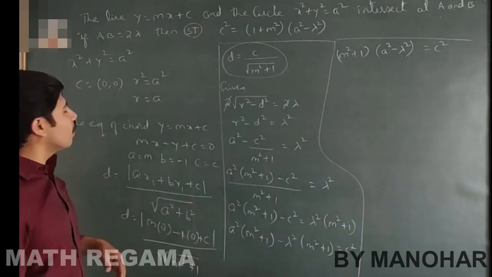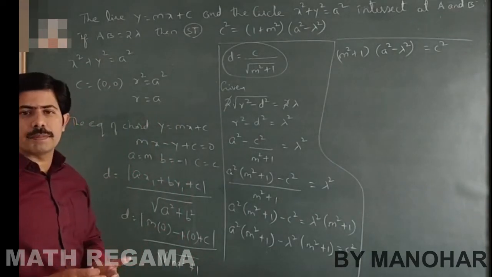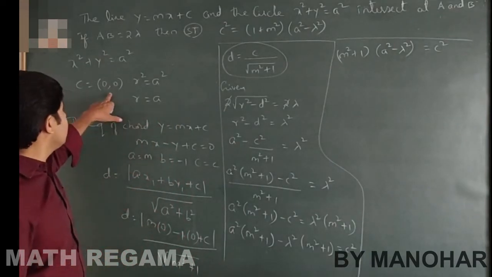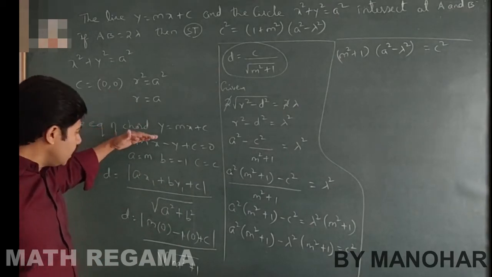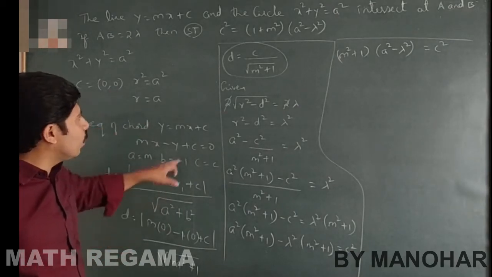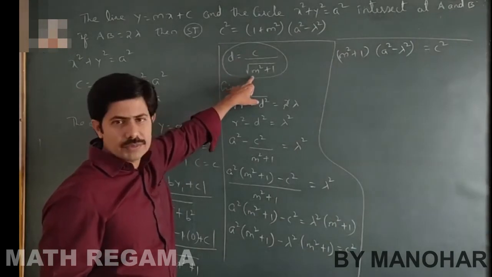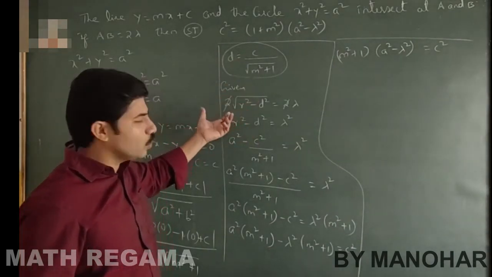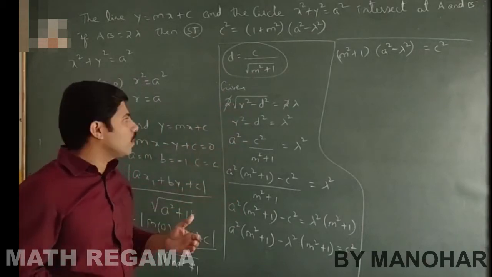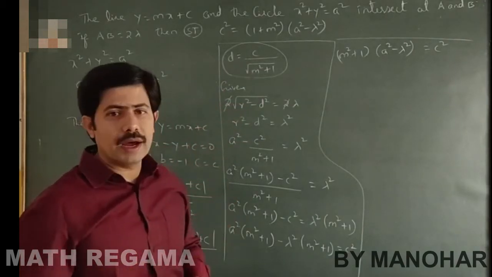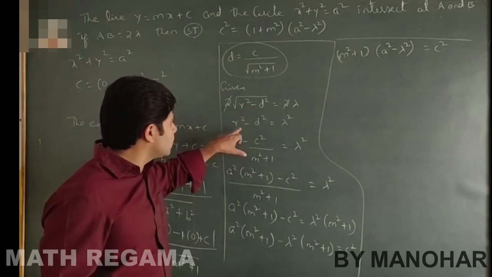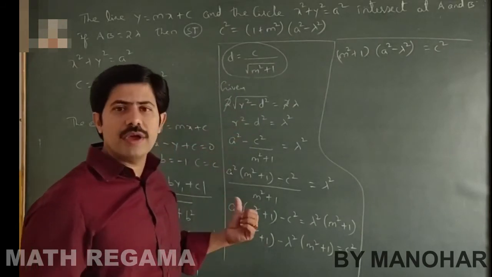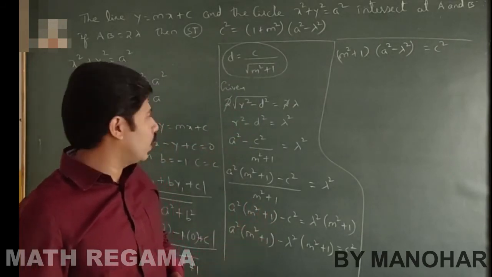So for finding the length of the chord we need center, radius and perpendicular distance. So center is (0, 0), radius is a, and the perpendicular distance d we got as c by under root of m square plus 1. Then after that, the length of the chord, 2 into under root of r square minus d square, will equate to 2 lambda. Here if you square both sides, the root gets eliminated. So r square minus d square is equal to lambda square.